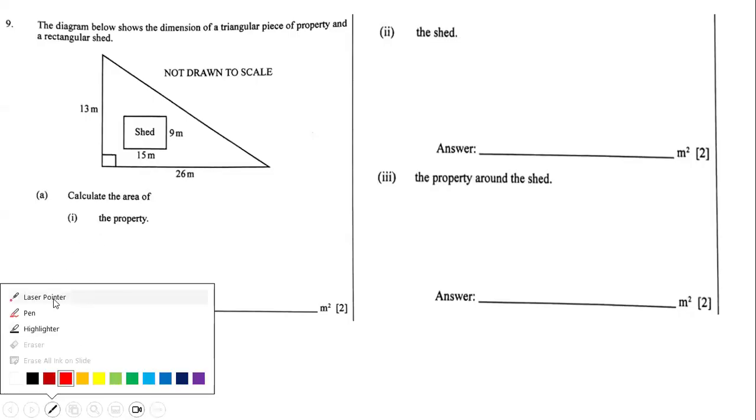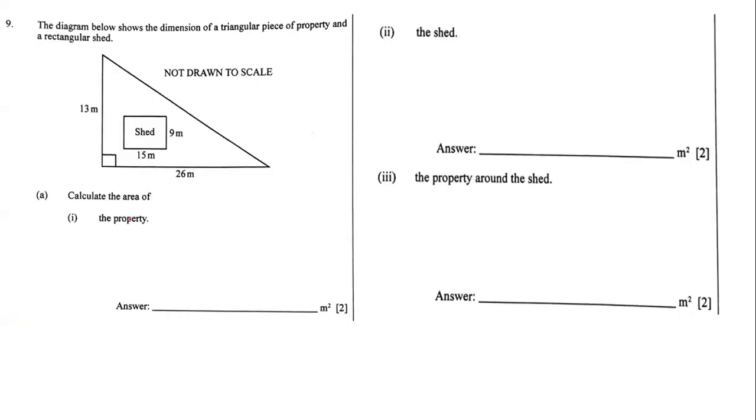Let's start with number one. A square? No, the shape of the property. The shape of the triangle. Property. Very good. The property is a triangle. So if they want the shape of the property, that means they want this shape. So they want the area of the shape of the triangle. All right. That's what they want.